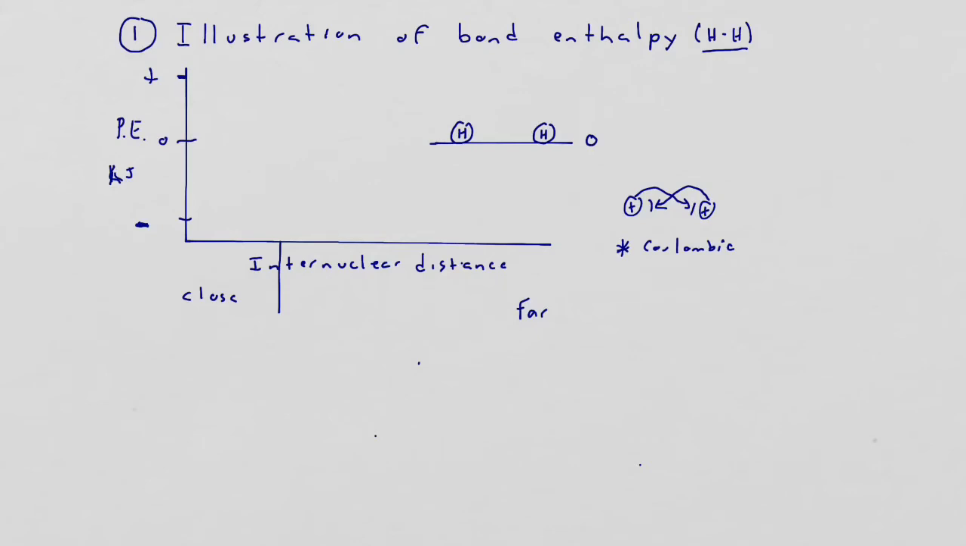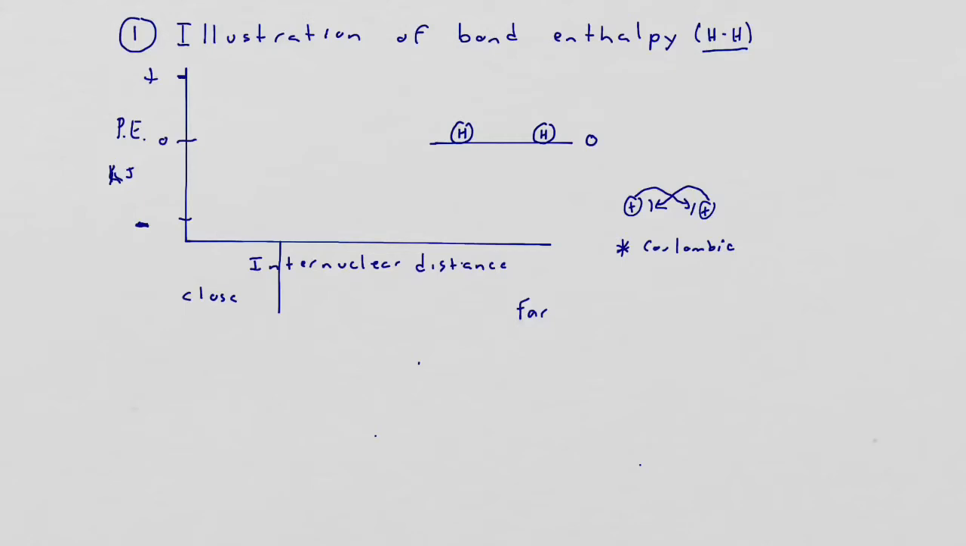So this video is on bond enthalpy. It has to do with how far atoms are when they form a bond, how much energy is released during the formation of the bond, and also how much energy is going to be absorbed if you want to break that bond. And so what you have to do is look at this graph and look at the axes very carefully.